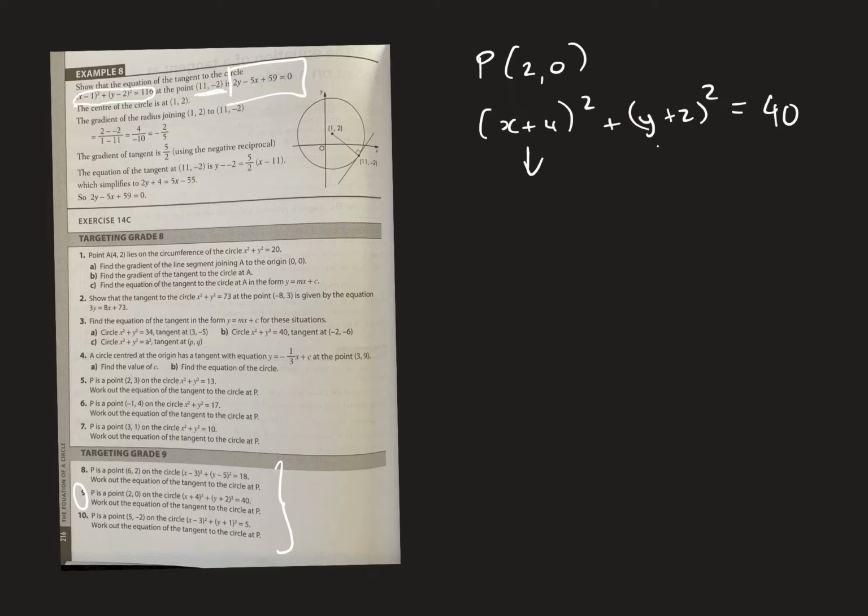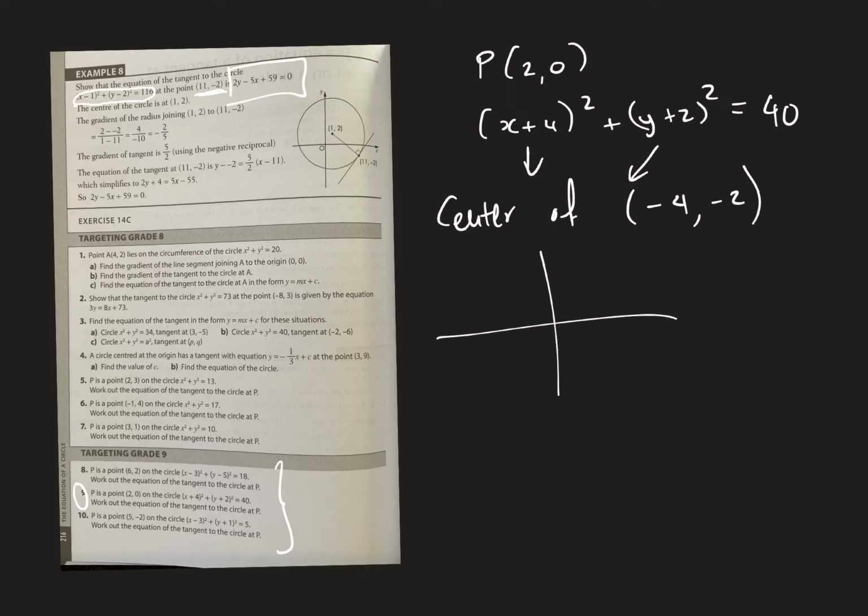So let's take, for example, one of these grade 9 questions. So I'll do question 9. It says point P is (2, 0) on a circle of (x + 4)² + (y + 2)² = 40. So from this, what we can actually extract, again, is that the circle must have a centre of (-4, -2). So that's the centre of the circle. If I had to sketch it, (-4, -2), radius, and it meets at (2, 0).